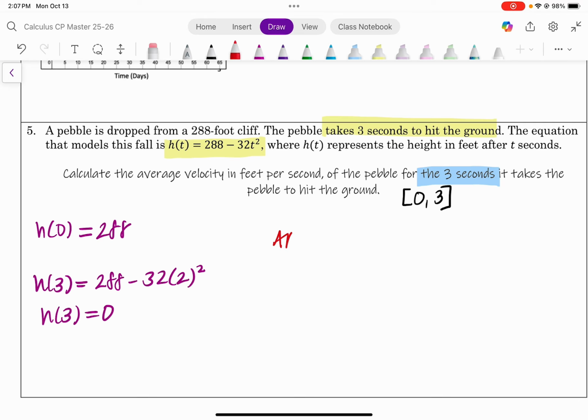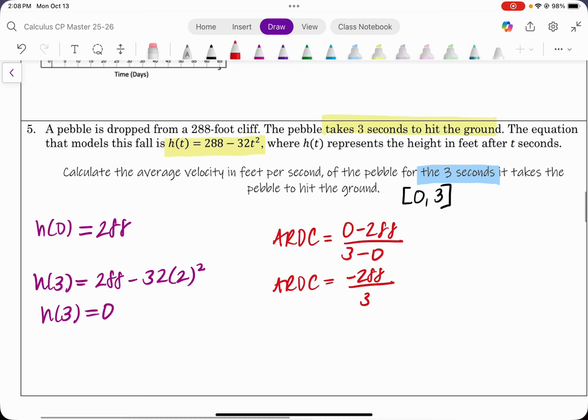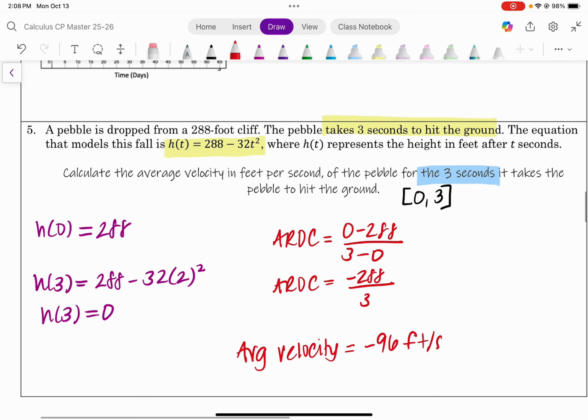After you get there, finding the actual AROC is the easy part. Remember, it's just slope. You can say f of b minus f of a over b minus a, or you could just say y2 minus y1 over x2 minus x1. So for us, 0 minus 288 over 3 minus 0. Therefore, making the average rate of change negative 288 over 3. So then our average velocity for this question would equal negative 96, and then using the words in the context of the problem, this would be feet per second. And that's going to be the answer to this problem.